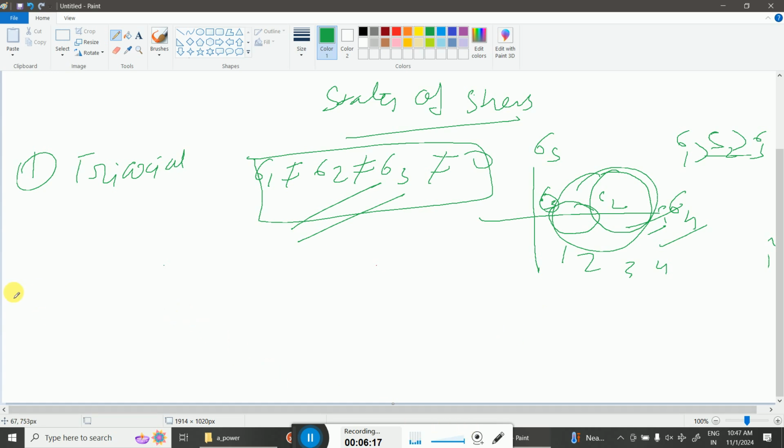Now, the second is biaxial. What is biaxial? In biaxial, sigma 1 is not equal to 0 and sigma 2 is not equal to 0.